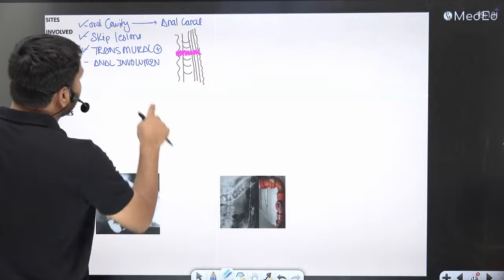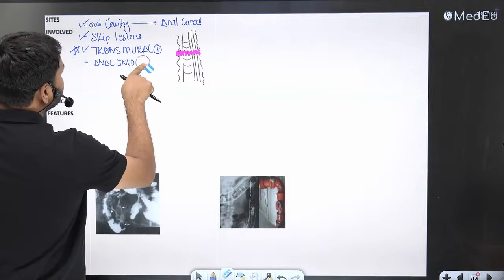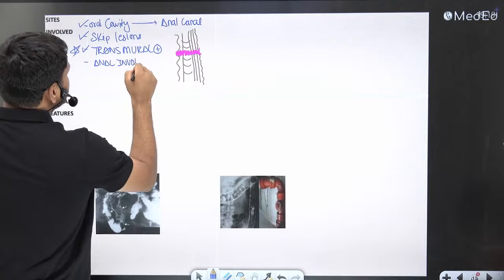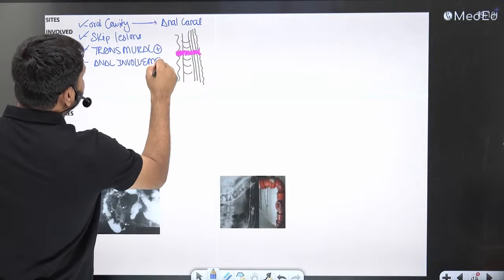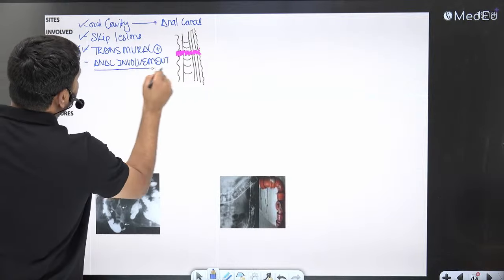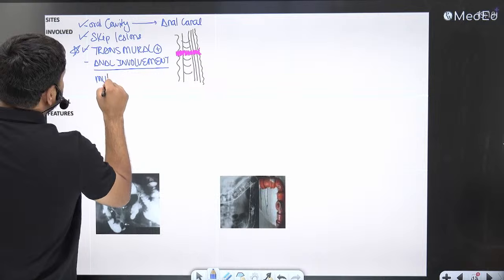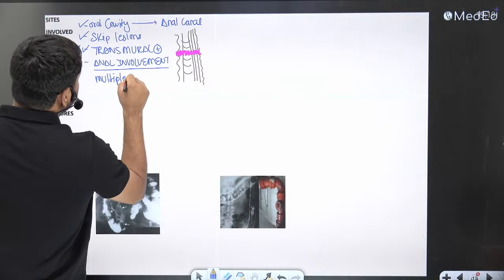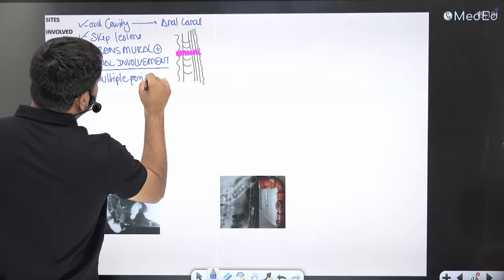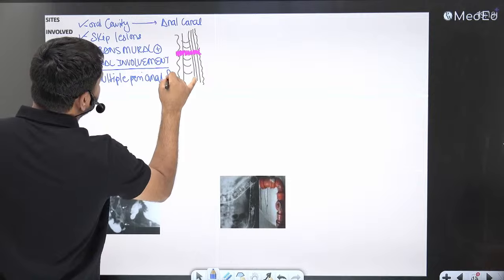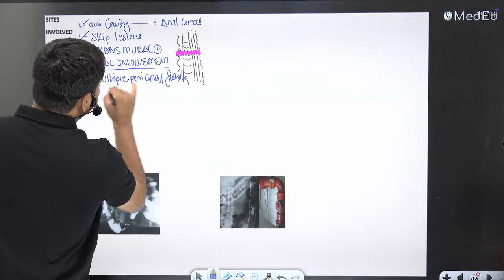When we talk about the anal involvement, you will see presence of multiple perianal fistulas.